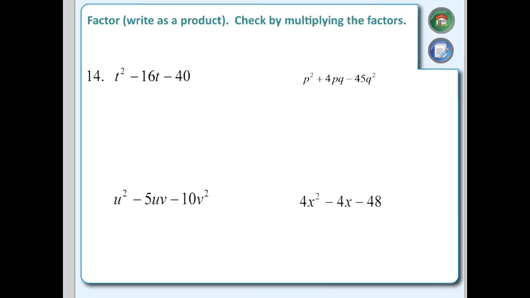Awesome. Let's try a few more. Let's look at number 14. So here we go. Are you figuring out X factor now?